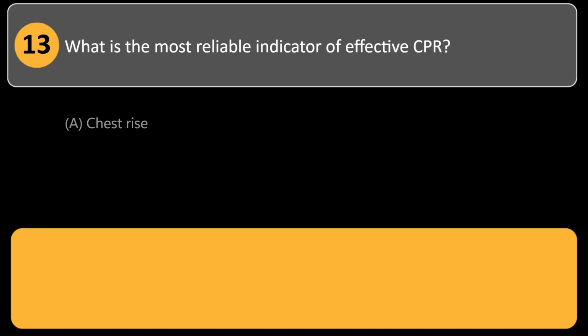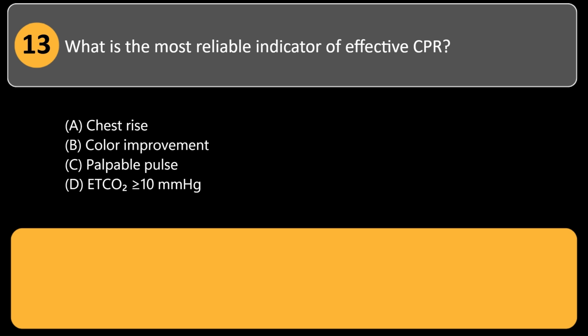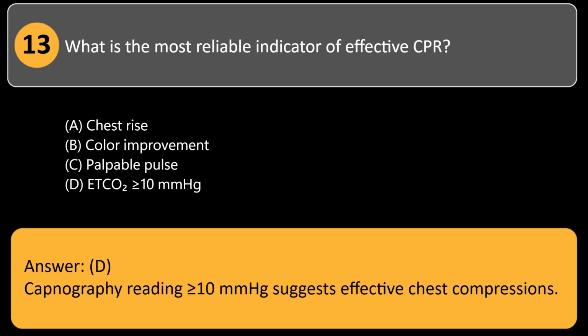What is the most reliable indicator of effective CPR? A. Chest rise. B. Color improvement. C. Palpable pulse. D. EtCO2 greater than or equal to 10 mm of mercury. Answer: D. Capnography reading greater than or equal to 10 mm of mercury suggests effective chest compressions.